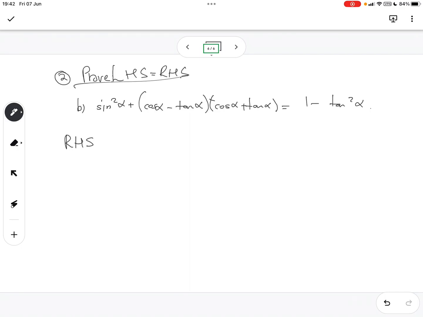Left or right? Which one? Right. Right. Right. Okay, so we'll do right-hand side. Okay.